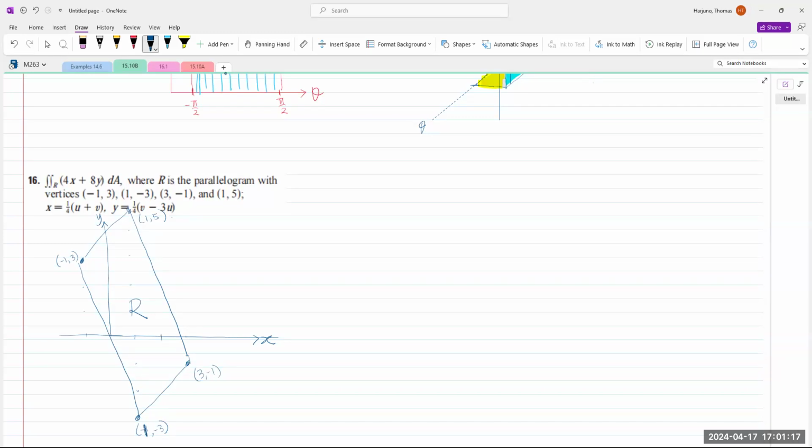Now they tell us to use this transformation. It's very nice of them, which is not true in real life. x equals 1/4 of u plus v, y equals 1/4 of v minus 3u. If we use this transformation, notice the transformation actually starts from uv and gives us xy. So this is the T. What will the uv domain look like?